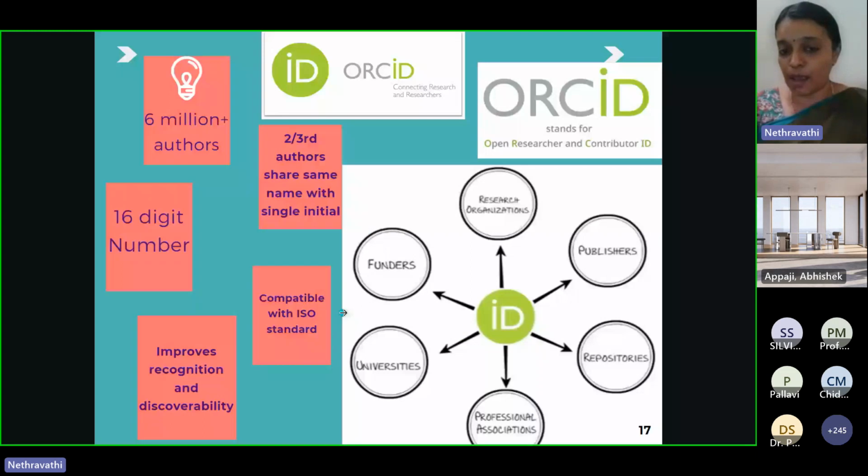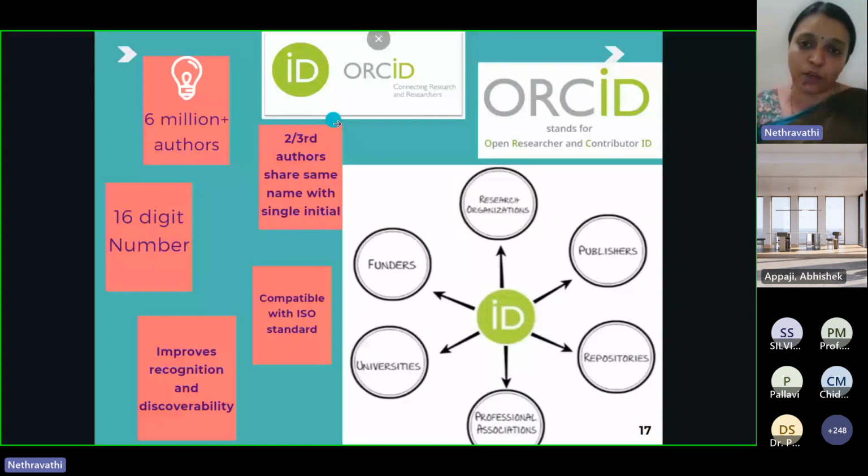I told you there is another person who shares the same name as me, whereas I'm in the electrical department, she is in the civil department. Though we share the same name, our research fields are totally different. If some third person searches for Nethravathi, how will he find out which Nethravathi that person is looking for? That ambiguity will be eliminated through these IDs.